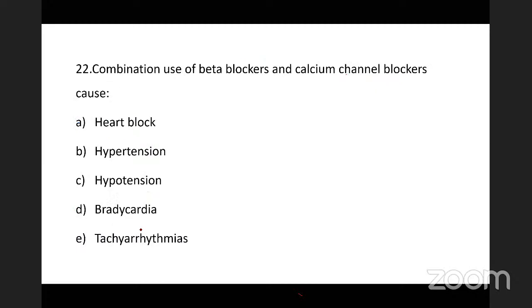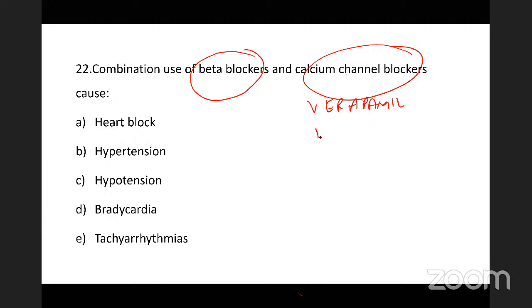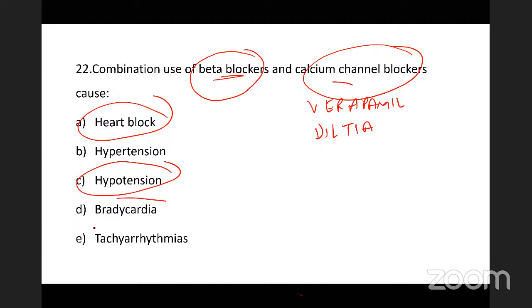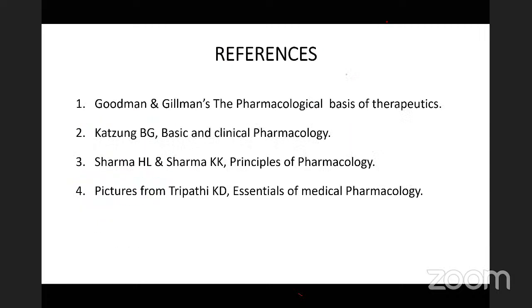Combination of beta blockers and calcium channel blockers. That's why I told you in the beginning of the class that we better avoid beta blockers with calcium channel blockers like verapamil and diltiazem, because there will be additive sinus depression, bradycardia and heart block. So what happens if you combine them? There is heart block and bradycardia. They have a negative inotropic action on the heart. Both beta blockers and calcium channel blockers have a negative inotropic action on the heart and produce all these effects, not hypertension. Okay, so the references.